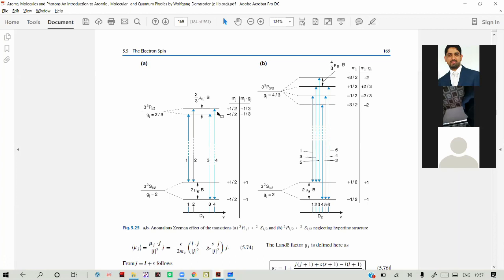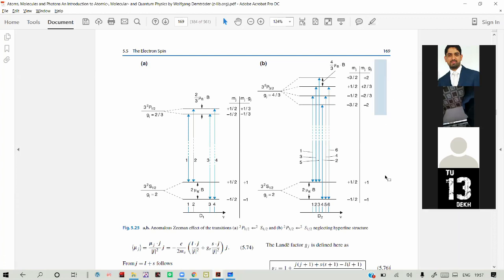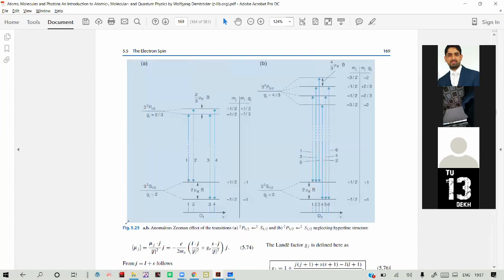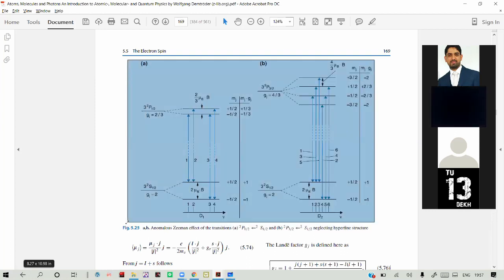Okay. Similarly for this 3s, just try it. I will send you this example as well through the WhatsApp group. So just try to understand it, and if there is any issue, please let me know.